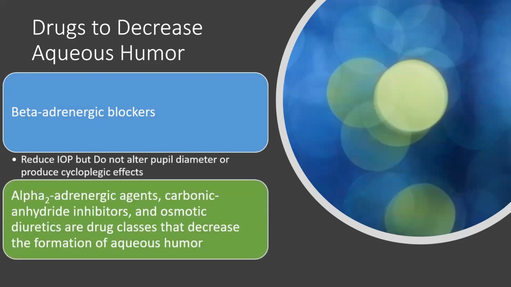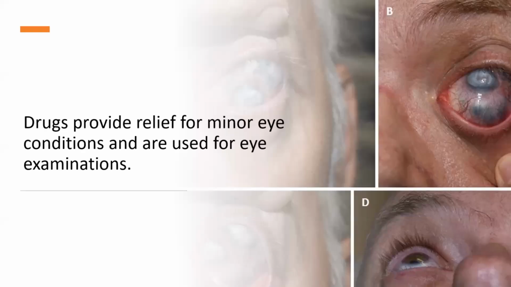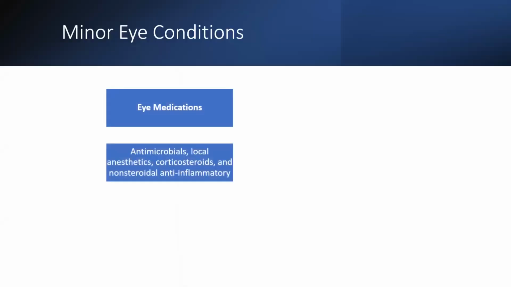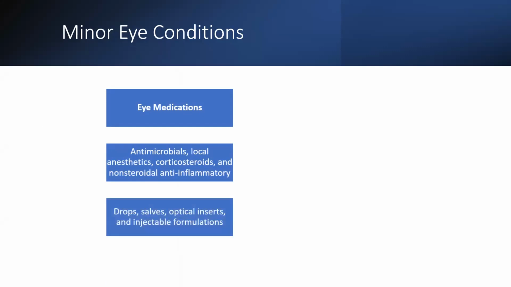Alpha-2 adrenergic agents, carbonic anhydrase inhibitors, and osmotic diuretics are the drug classes that decrease the formation of the aqueous humor. The second choice after the beta blockers is the alpha-2 adrenergic agent if they are not effective. Then there are drugs that provide relief for minor eye conditions and are also used for eye examinations. Minor eye condition medications include antimicrobials, local anesthetics, corticosteroids, and non-steroidal anti-inflammatory drugs.